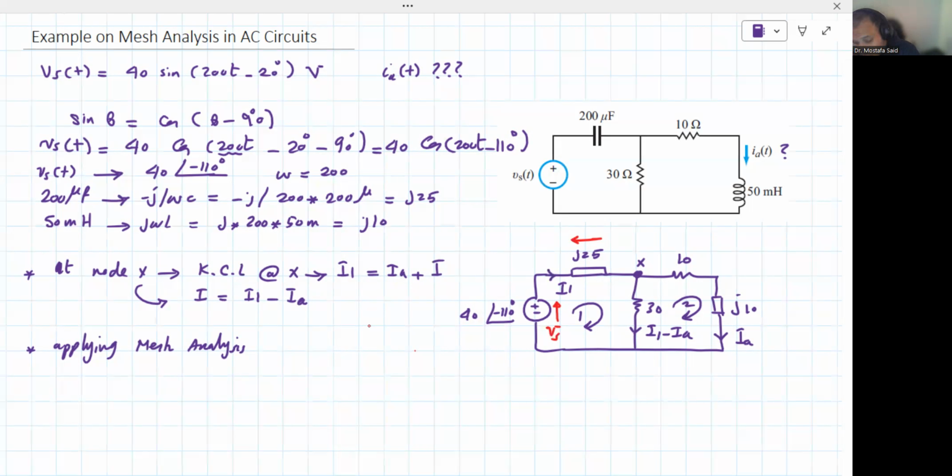For mesh 1 we also have the 30 ohm, right? And the current is I1 minus IA going down, so the voltage will be going down like that. The voltage is the current multiplied by the reactance, or the resistance, or the impedance. Okay, let's do mesh 1 first.